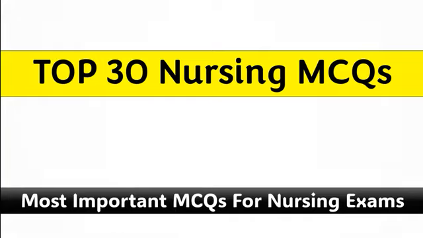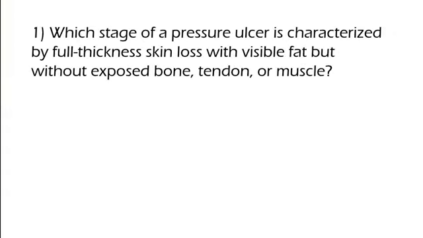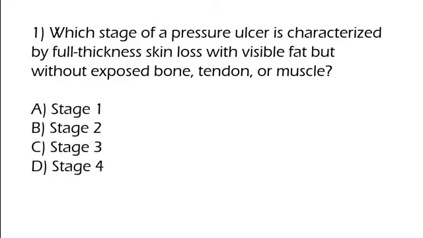Top 30 nursing MCQs. Which stage of a pressure ulcer is characterized by full thickness skin loss with visible fat but without exposed bone, tendon or muscle? Stage 1, Stage 2, Stage 3, Stage 4. The correct answer is option C, Stage 3.